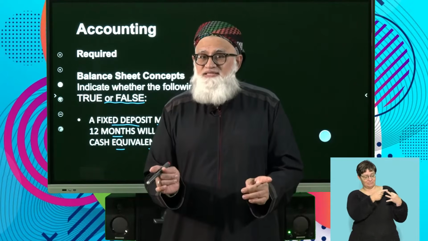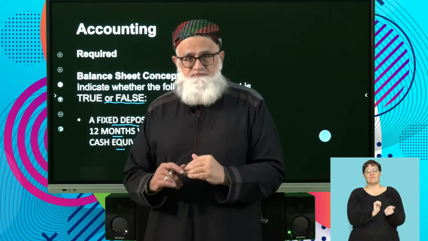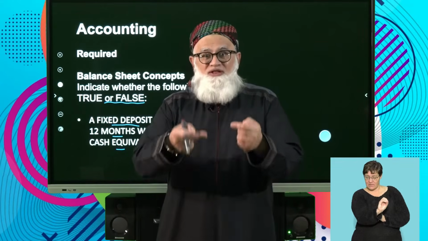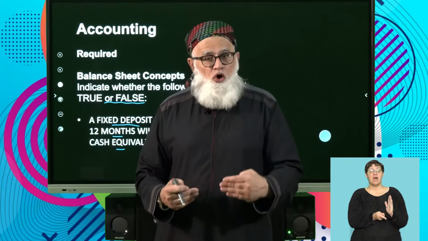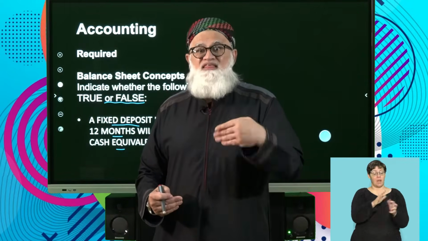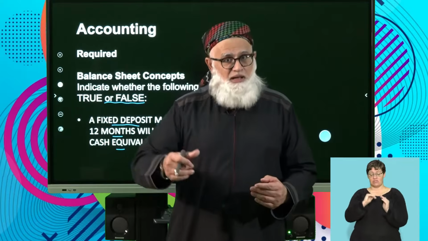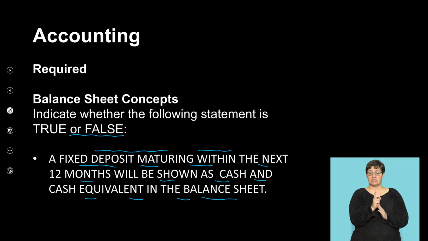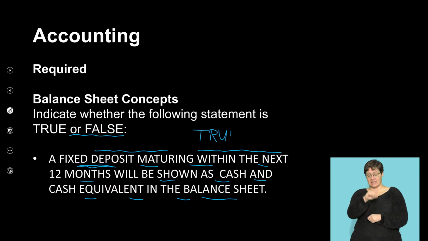Remember I spoke about the format? Now, we're dealing specifically with the fixed deposit. Any fixed deposit that is maturing within 12 months no longer fits the description of a fixed deposit, and therefore it has to appear under my cash and cash equivalents. Coming back to my statement, a fixed deposit maturing within the next 12 months will be shown as cash and cash equivalents. Obviously, your answer here is true.